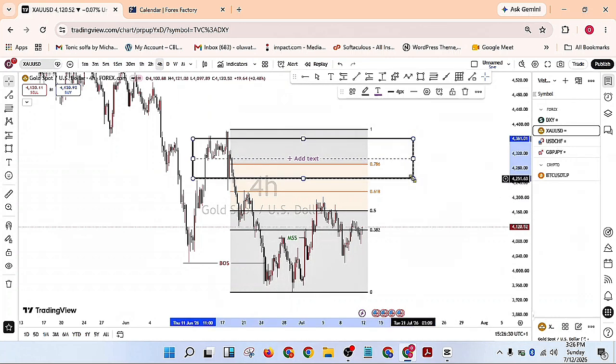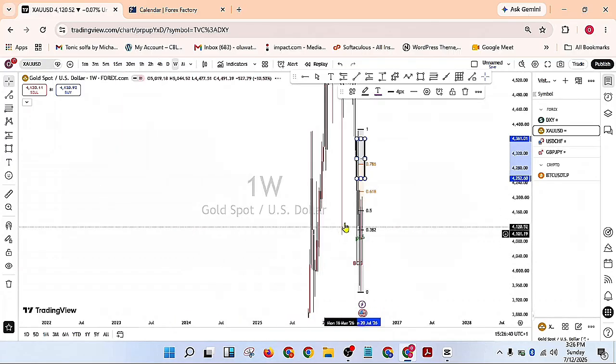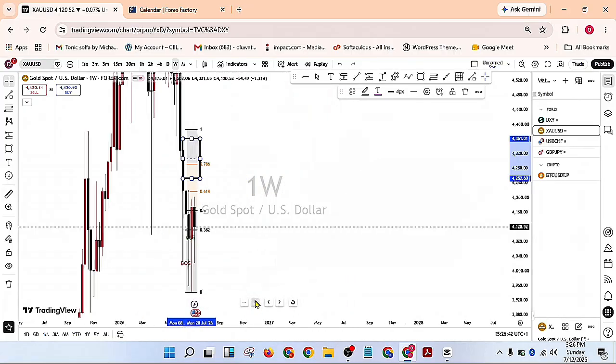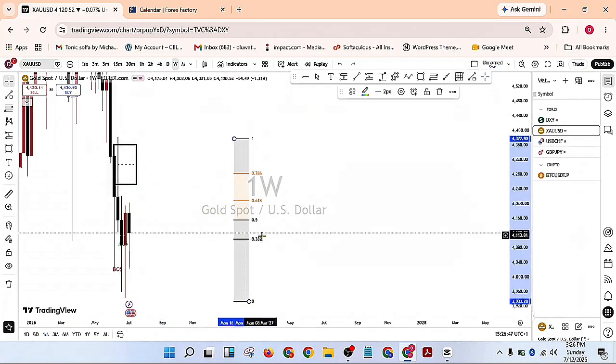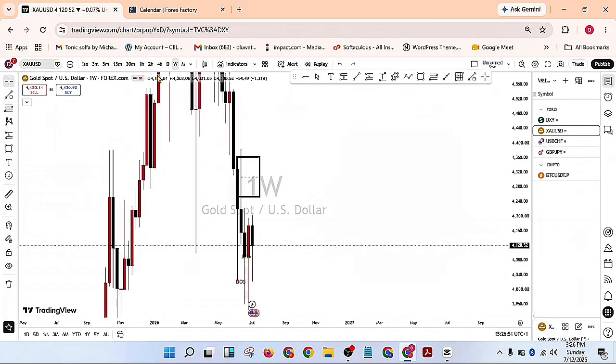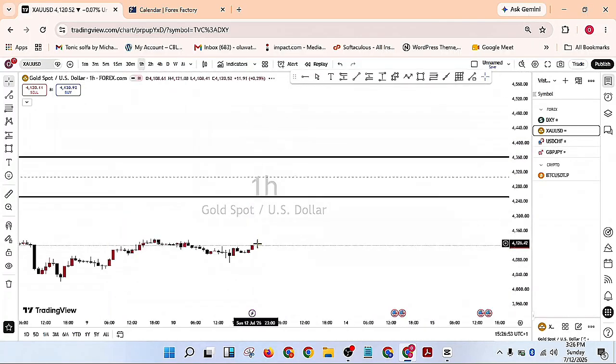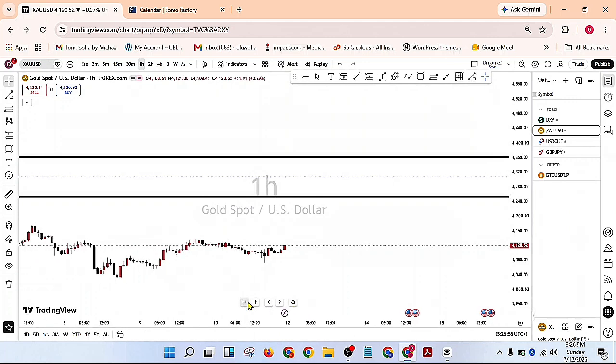So why am I saying I'll be looking for sell? So this week we have to be very careful. The reason why we have to be very careful is that if we go to the weekly candle, the kind of weekly candle that we have, you can see that we cannot be boasting fully that we are bullish.